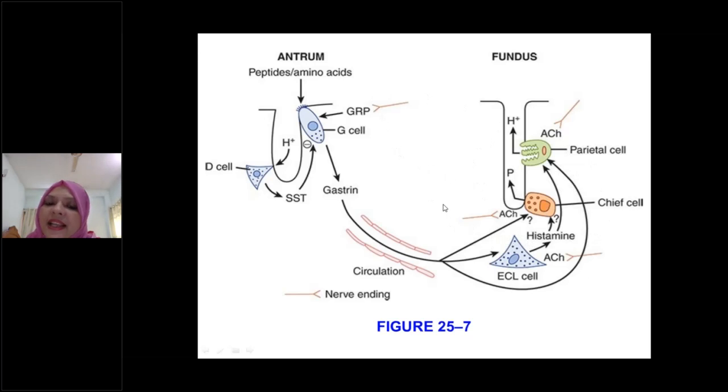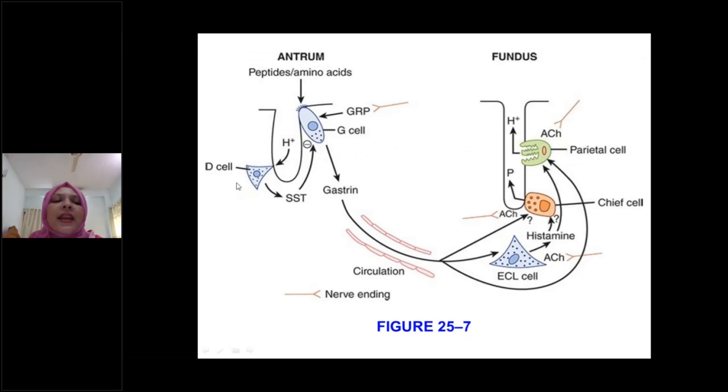This figure is a very nice picture from 26th edition Ganong. If you draw this picture, you will obtain good marks in the written exam. First thing, GRP, that is nerve ending secreted gastrin releasing peptide, stimulates the G cell of the antral mucosa of the stomach to secrete gastrin. This gastrin causes stimulation of the three things. Also nerve ending secretes acetylcholine, which causes stimulation of the chief cell. Also this acetylcholine stimulates ECL cell and gastric parietal cell.